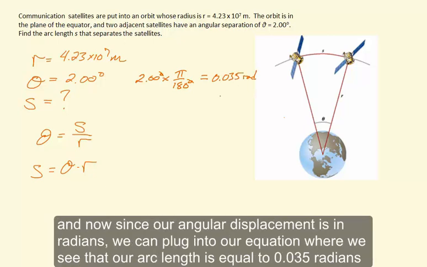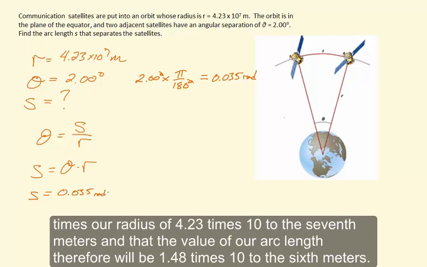And now, since our angular displacement is in radians, we can plug into our equation where we see that our arc length is equal to 0.035 radians times our radius of 4.23 times 10 to the 7th meters, and that the value of our arc length, therefore, will be 1.48 times 10 to the 6 meters.